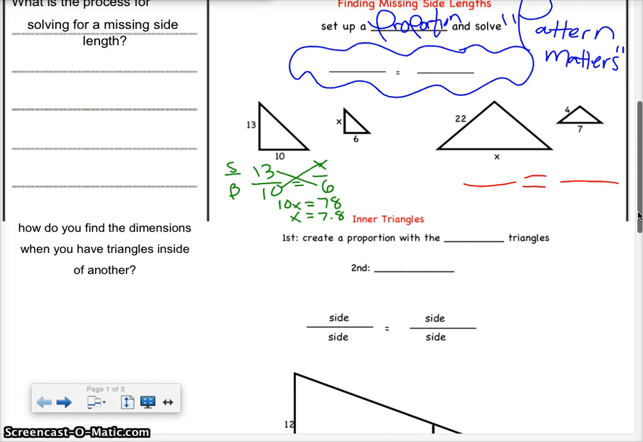I need to solve for x. So I need to set up a proportion, one of many that can be set up. Okay, somebody give me a ratio. Zach. 6 over 7 is to 6. Where did you get 6? 4. 4 is to 7 as 22 is to x.